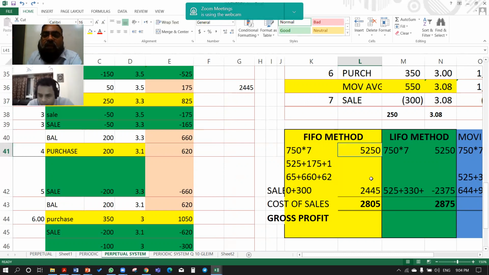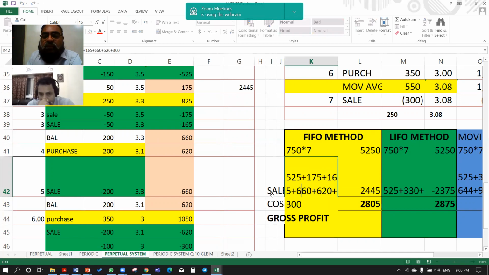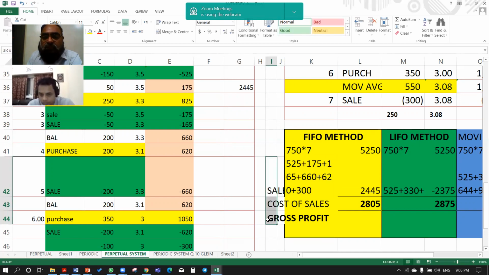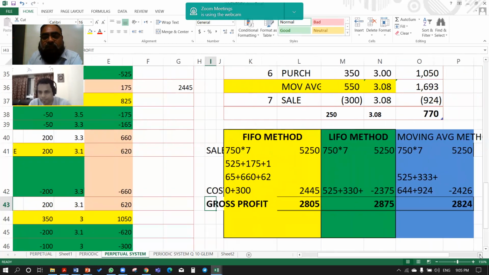So sales minus cost of goods sold is the gross profit. Gross profit is 2805, right? So 5250 minus this will be gross profit. It should come down, right? So is there any confusion you have? No, it is clear. This is sales, this is the cost of goods sold, and this should be gross profit. So this is GP, and we have done it under the FIFO method.